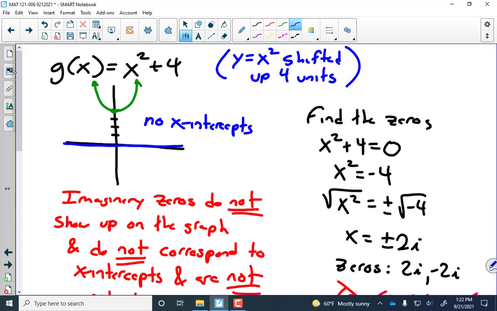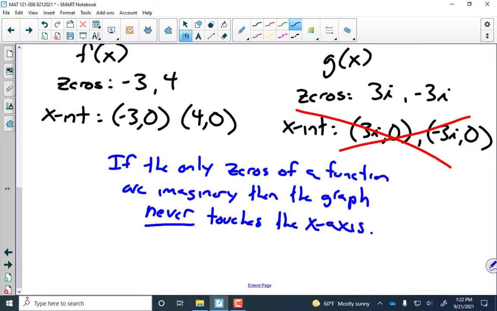This right here. That's a perfectly innocent looking function. It has a perfectly innocent looking graph. A graph that has been shifted up 4 units, no problem. But it never touches the x-axis because its two zeros are imaginary. So that's nothing sinister or anything like that. It just means some graphs don't touch the x-axis, and if they don't touch the x-axis, then they probably have imaginary zeros. Okay.